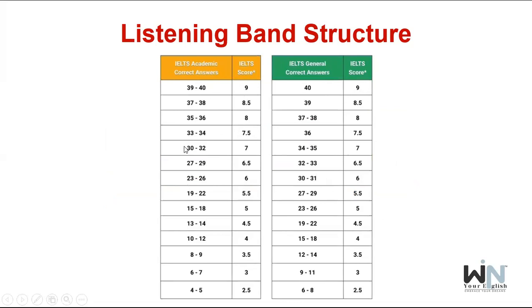In Academic, if you score 33 to 34, or let's say you attempt 35 out of 40, you will get 8 bands. In listening and reading, it's not hard to get 9 bands, guys. You can attempt 9 out of 9. One of our students recently got 9 in listening, 8.5 in reading, 7 in speaking, and 7 in writing. His name is Shobit Singh.